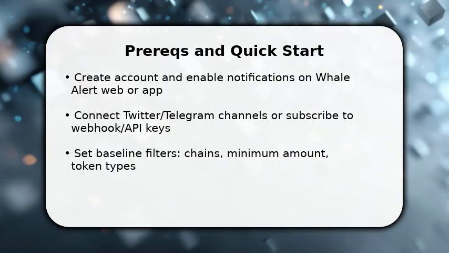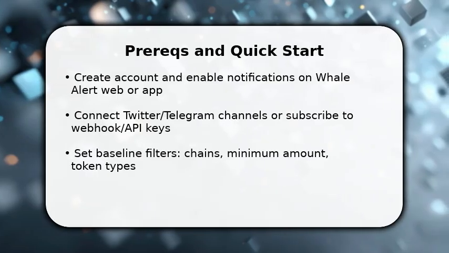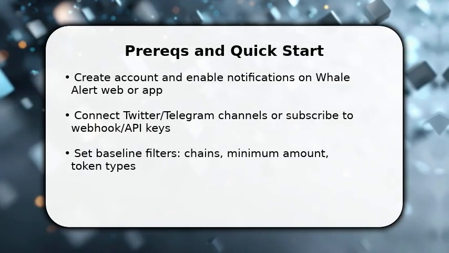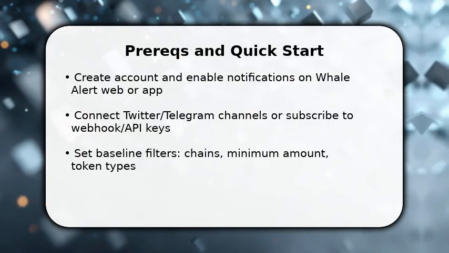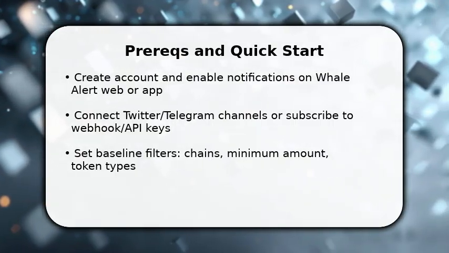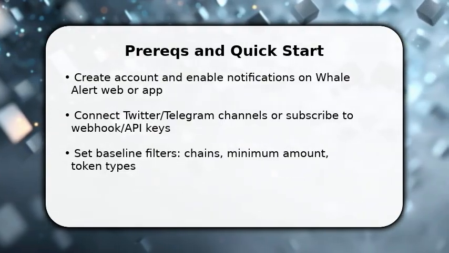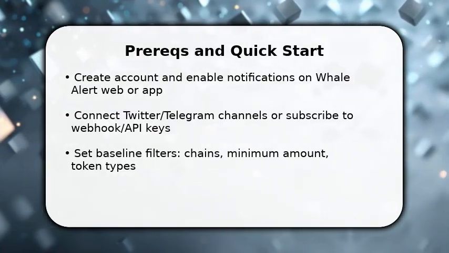You will first confirm prerequisites: an account, notification channels, and API/webhook access. Start by signing in and enabling push or Telegram alerts. Then you set baseline filters, pick the blockchains you care about, and a minimum dollar threshold so you avoid noise.